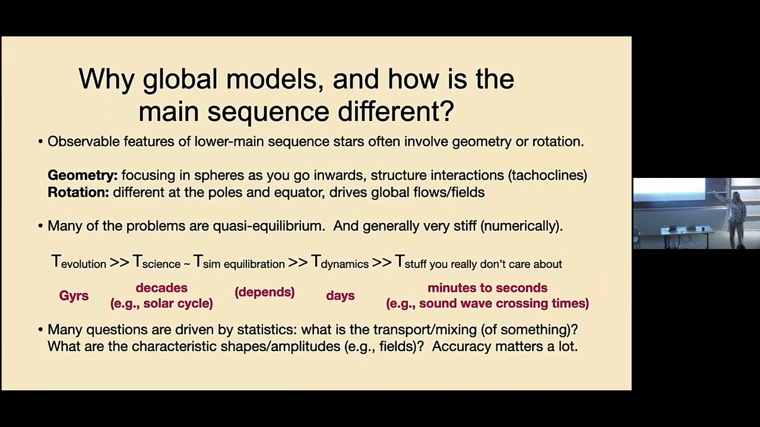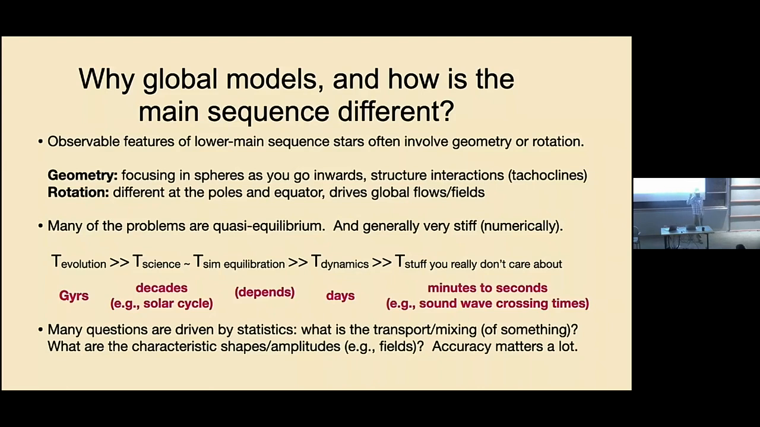The time scale for that depends. I was generous and I made my science time scale outer to the equilibration time scale. Sometimes these two swap, and that's its own huge problem. And then you have some kind of dynamics you have to resolve, like convection in the sun, that's days, hours, minutes. And then you have a time scale of stuff you really don't care about. This could be, say, sound waves in the deep interior of the sun at low Mach number convection that's whipping around on time scales of seconds while you're trying to integrate for decades, right?